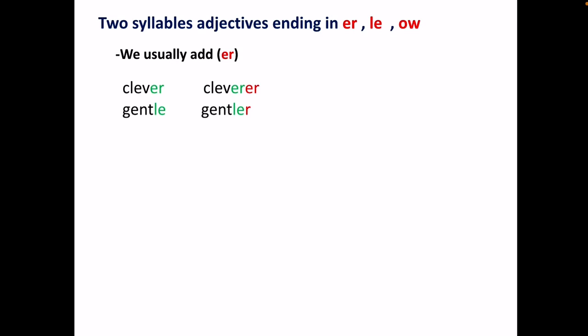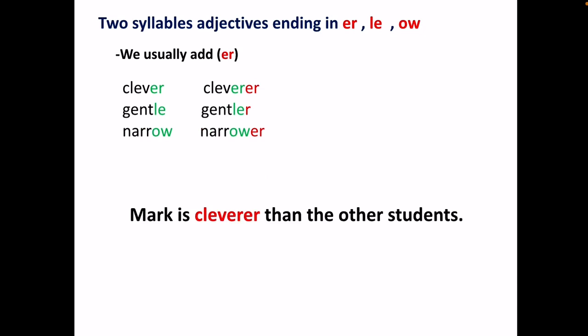Gentle, gentler. Narrow, narrower. Now here clever ends with er, gentle ends with le, narrow ends with ow. All of them we just add er so that we can change them to comparative adjective.